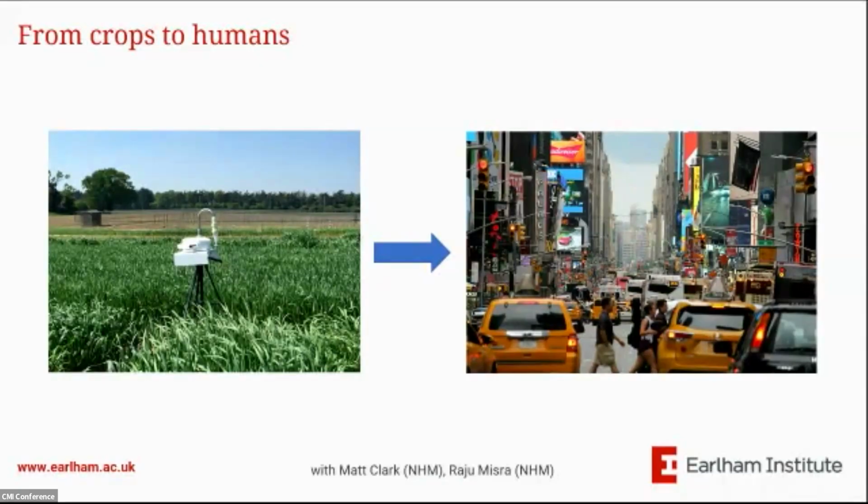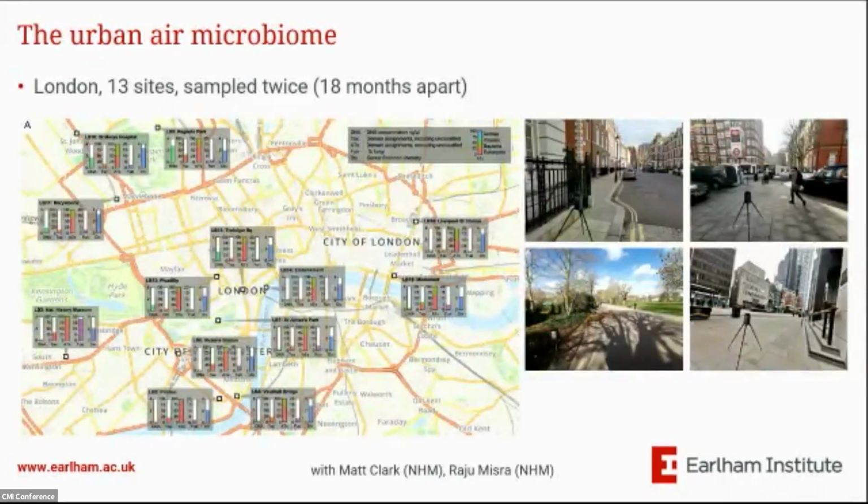We've also been interested not just in agricultural pathogens though, but in human pathogens in urban environments, and we had some DARPA funding where we were looking at this. So one of the things we did as part of that is to look at the urban air microbiome in London to try and understand the differences in the air microbiome around London. So we sampled at 13 different sites, and we did it twice. So we did a summer and a spring sampling 18 months apart.